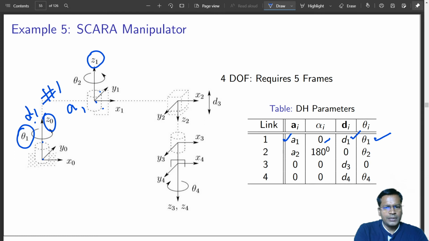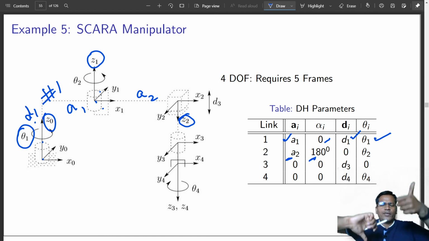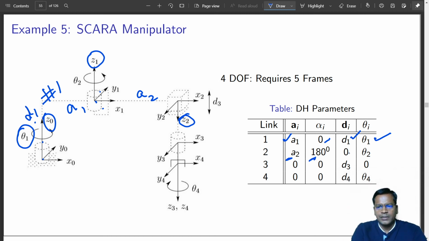you have placed the Z2 axis vertically downwards because it is taking you up and down. The distance between the two z axes is A2. The angle between the z axes is 180 degrees, because it is twisted by 180 degrees. There is no travel along the z axis, that is the reason it is 0.